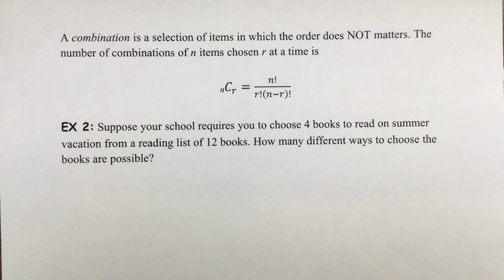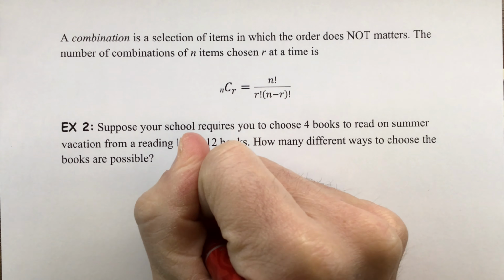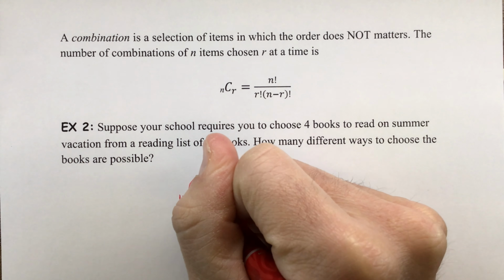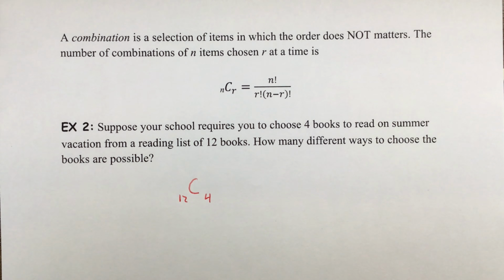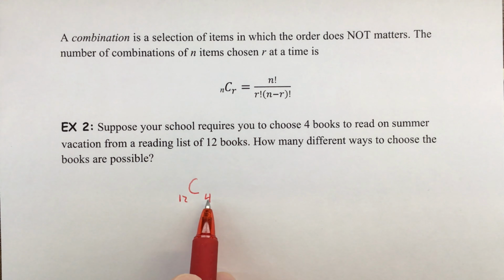A permutation is going to be a lot like a combination, except that the order in which you choose those items would make a difference. Here, it doesn't. You just have to choose 4 books out of 12. So the question, of course, here is how many different ways to choose the books are possible? Okay, we're looking for a combination of choosing 4 books out of 12. Okay, so we can write this as a combination 12 choose 4. We read this as a combination of n choose r. We're doing a combination of 12 choose 4.